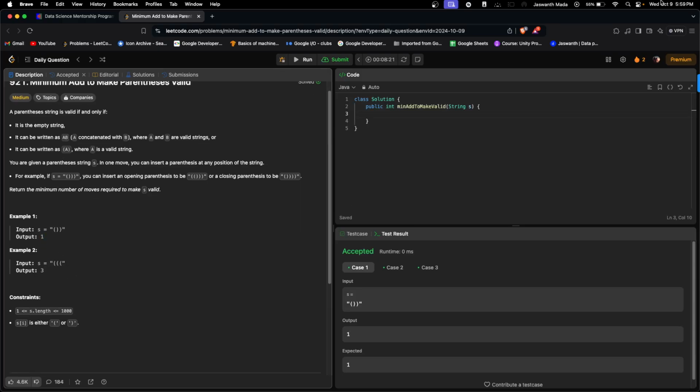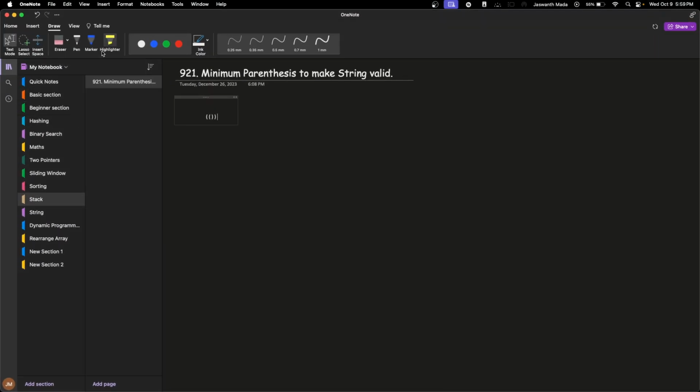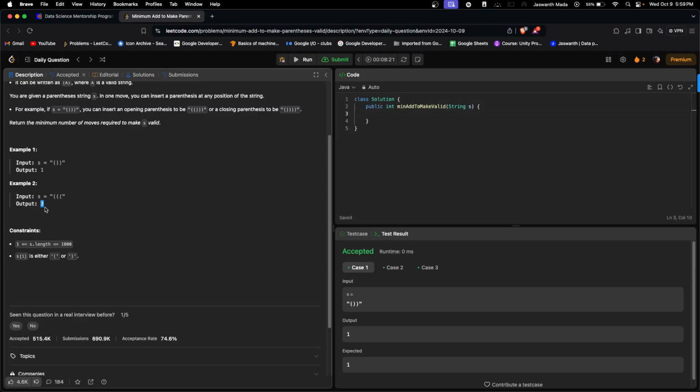If you look at this, we are given something like left bracket, left bracket, left bracket. So what should we need to do in order to make these parentheses valid? So we need to add this, and we need to add this, which corresponds to this one, and we again need to add this. So we need to add 3 right parentheses in order to make it valid, right? So the answer is 3.